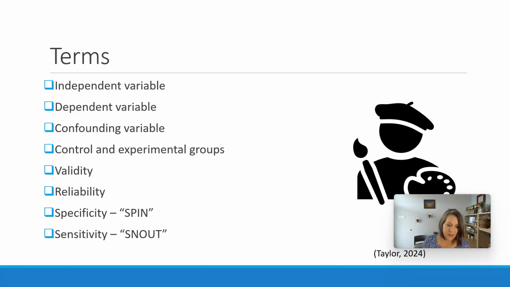And then the idea of specificity, with the term SPIN: an assessment with high specificity rules in that the person has the thing that you're trying to assess. And SNOUT: an assessment tool with high sensitivity means that if a person tests negatively, you can rule out that particular thing that's being tested.